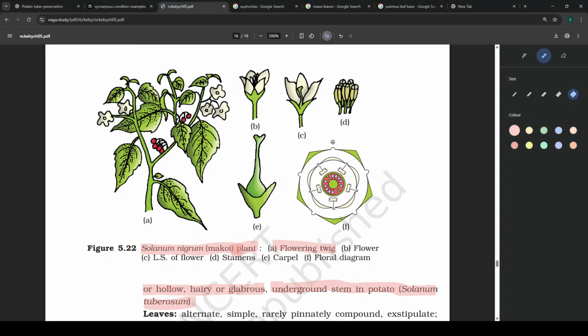A is the flowering twig. Here, this is the flowering twig. B, flower. This is the actual flower. C is the LS of the flower, basically longitudinal section of a flower. D is stamen. E is carpel here. F is the floral diagram here.